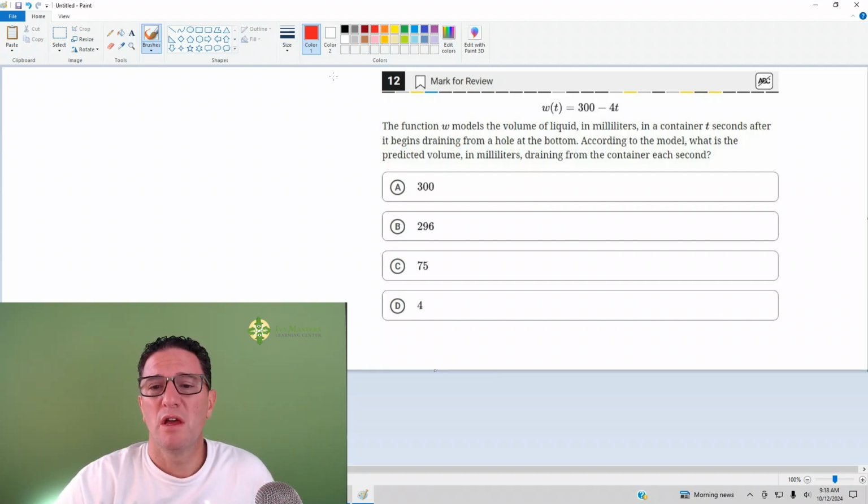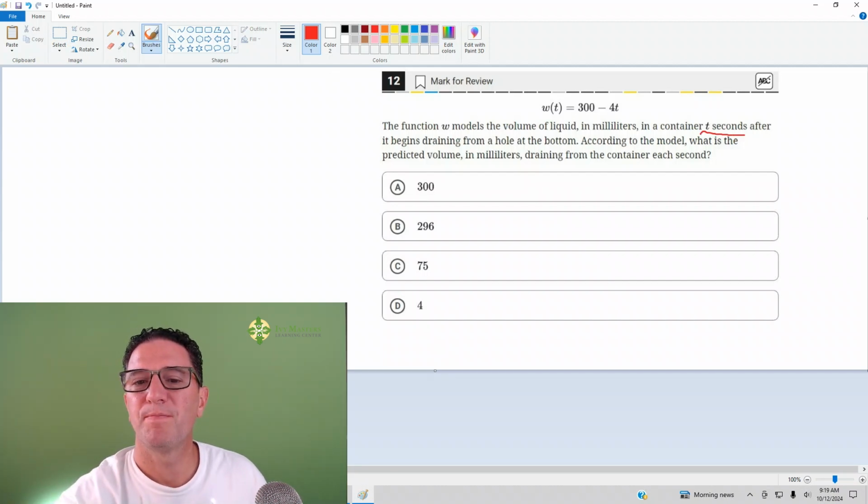Number 12 reads, the function W models the volume of liquid in millimeters in a container t seconds after it begins draining from a hole at the bottom. According to the model, what is the predicted volume in millimeters draining from the container each second?